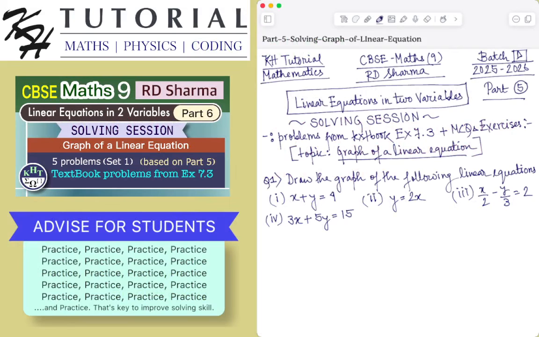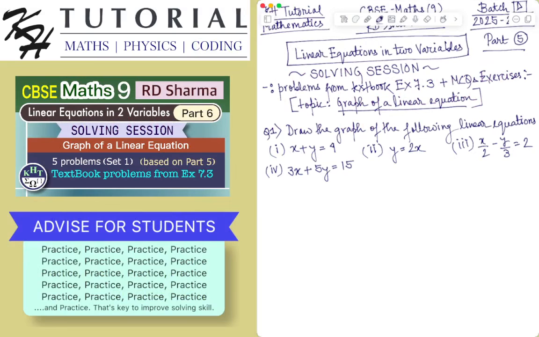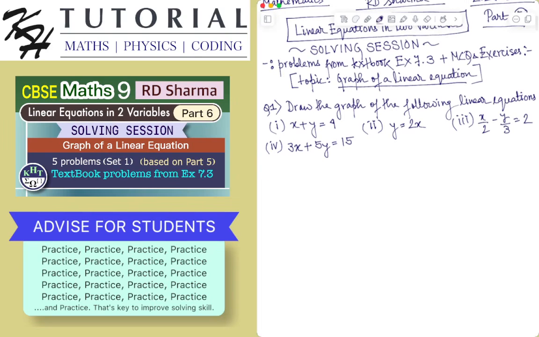Okay. So the first problem says draw the graph of the following linear equations. So we have four linear equations. We have to draw the graph. So how do we draw the graph from a given linear equation? We try to find 2 points. We try to find two roots of the given equation, so that each such root will be a coordinate, will be a point, will be coordinates of the points that will lie on the graph of this linear equation.